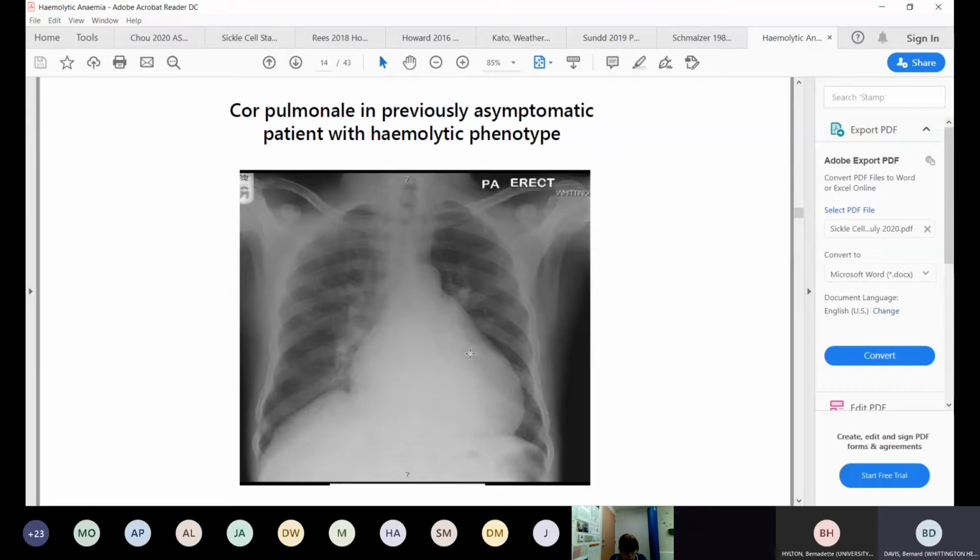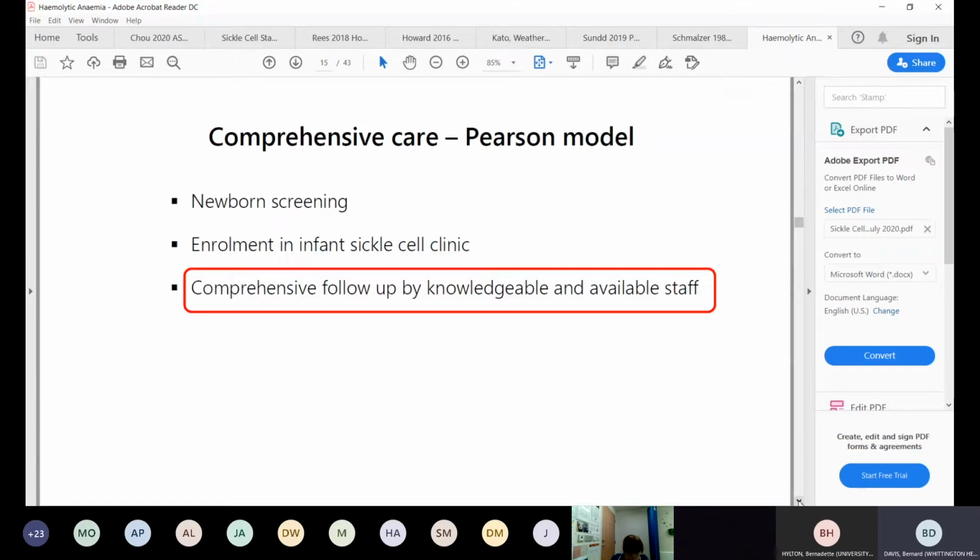In contrast to this patient who hardly had a crisis in his life, but then presented one time, some years ago, in severe right heart failure, even though he'd never had a crisis in his life. Sadly, he is no longer with us. I put this in just to illustrate that just because they have quiet disease and not frequent pain doesn't mean that they can't get very sick and have increased mortality.